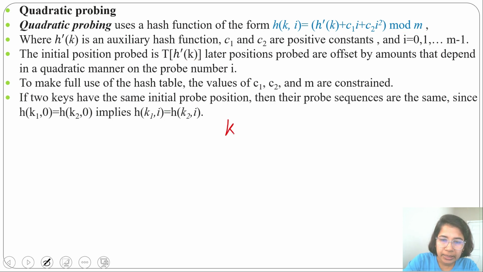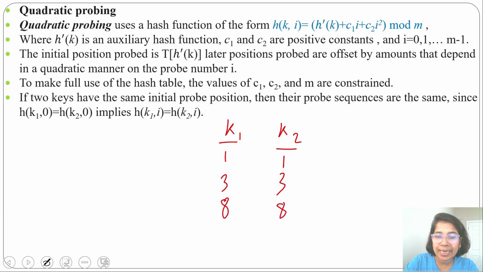Suppose we have two keys k1 and k2. If for both, the first probe or first hash value is 1, then the next hash value will be, suppose, 3 for both. Then the next hash value will be, let's say, 8 for both. So if two keys have the same initial probe position, then their probe sequences are the same, since h(k1, 0) equals h(k2, 0) implies h(k1, i) equals h(k2, i). So both keys are following the same probe sequence.